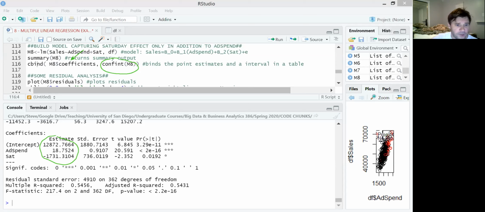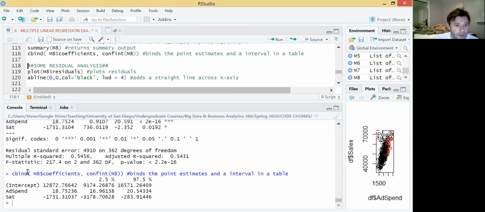We're putting the coefficients next to the confidence interval bounds. We're C-binding them, we're column binding them. So when we run line 116 here, we get a very nice organized confidence interval table down in the console window. In the first column, we have the center of the confidence interval, that is the actual coefficients. Here is the lower bound, and here is the upper bound in the third column.